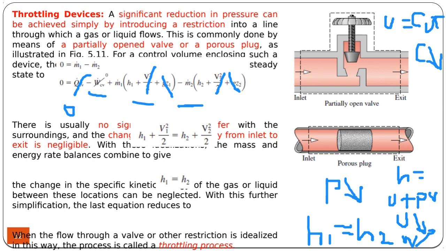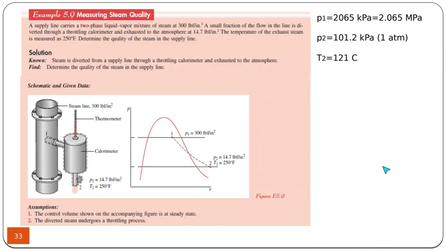There's an example regarding the throttling devices, but we will solve the example in the next period. Do we have any questions?